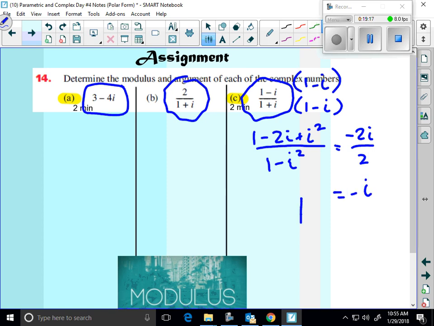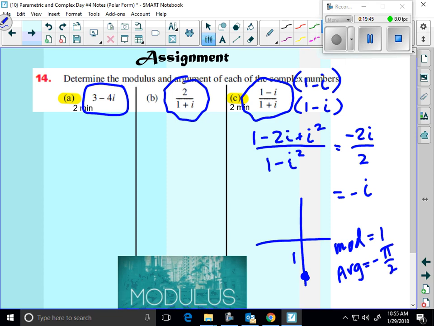Where is negative i located? Do I go left and right at all? No. There's no real portion, so it's just down 1 unit. What would the modulus of that be? 1. So the modulus would be 1. What would the angle or the argument be? Negative pi over 2. Right?